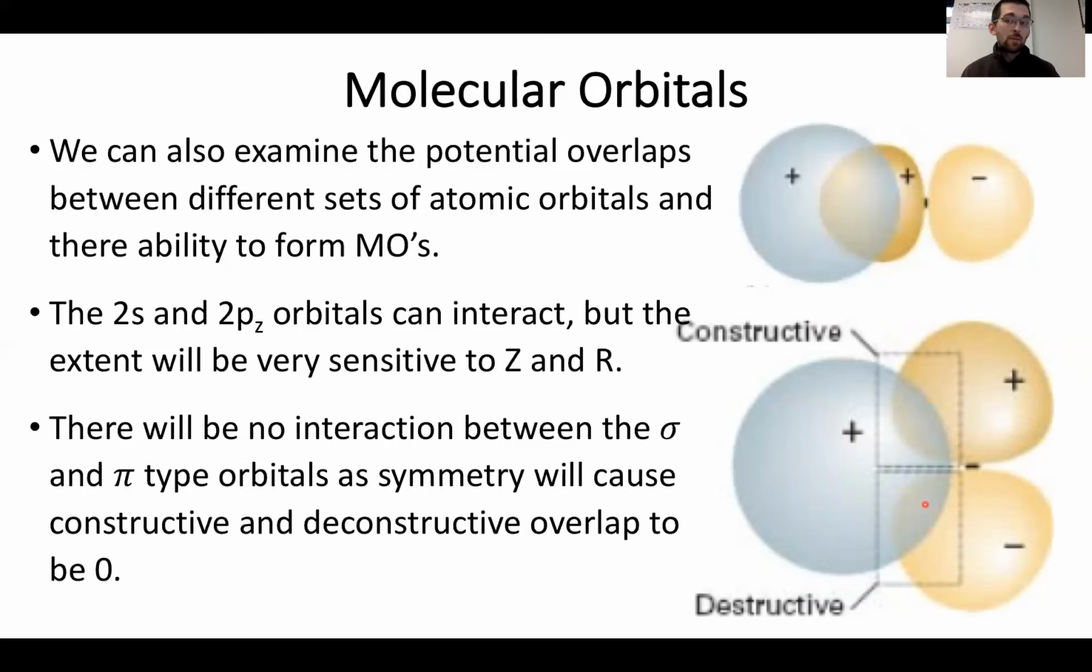So next time, we're going to be taking what we now know about the relative energies of the p orbitals, how they interact with the s, and we're going to bring this together to finally make a real MO diagram.